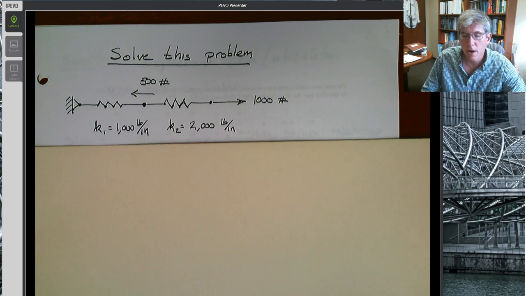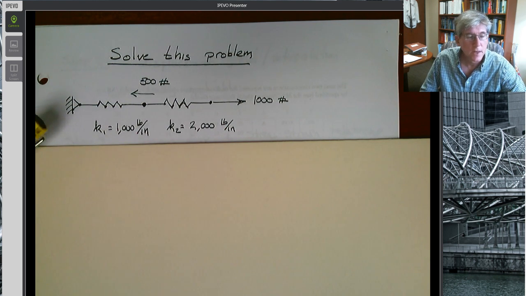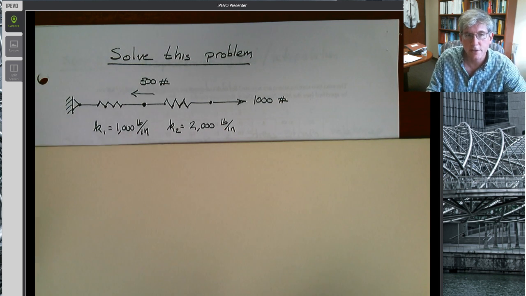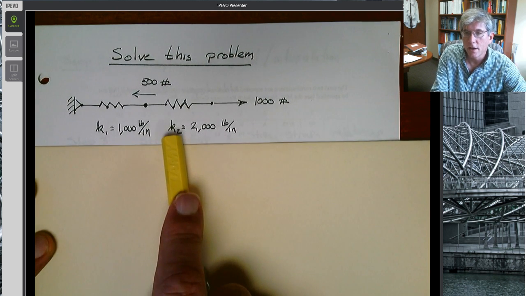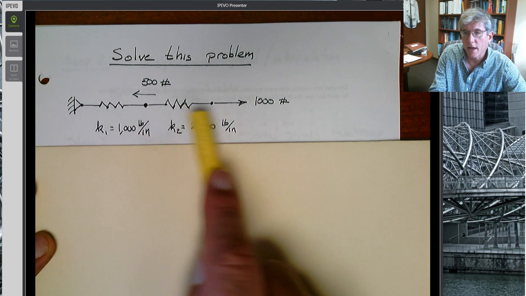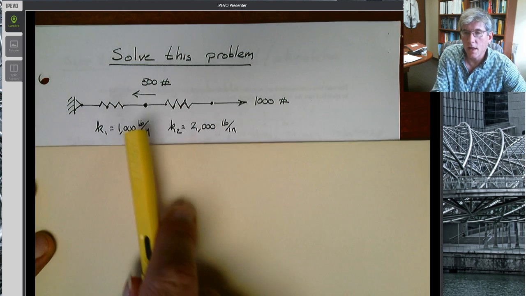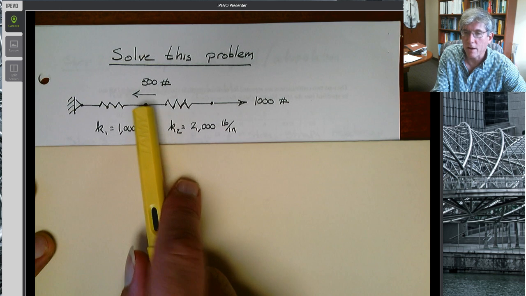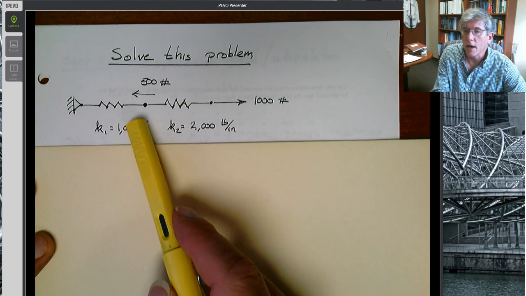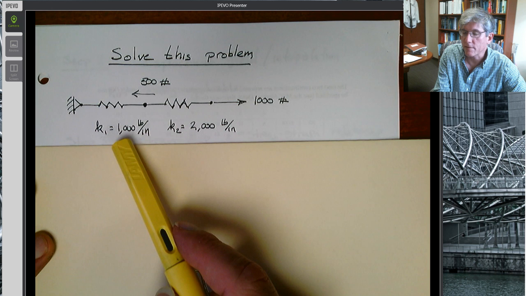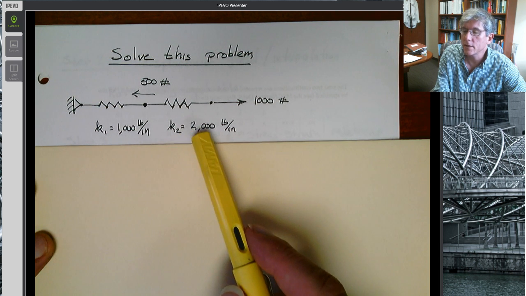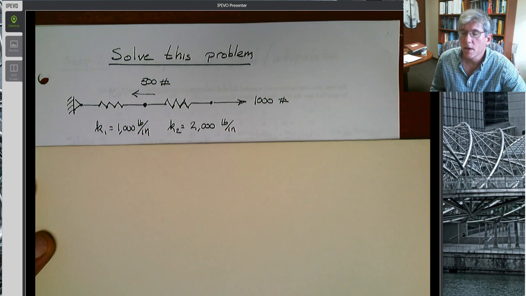Okay, so here's the problem we're going to solve. It's 2 springs. These aren't elements yet. At one end they're fixed. At the other end, there's a 1,000-pound force acting to the right. And then in between the 2 springs, there's a 500-pound force acting to the left. The first spring has a stiffness of 1,000 pounds per inch, and the second spring has a stiffness of 2,000 pounds per inch. Okay, so we're going to solve this using finite elements.